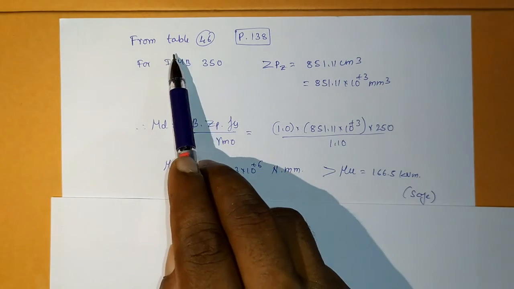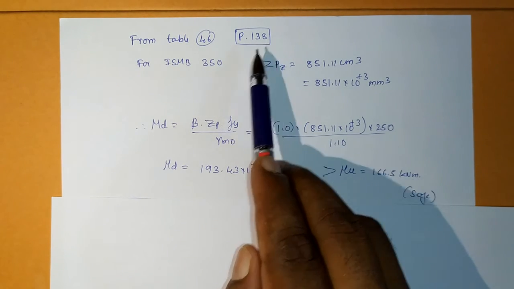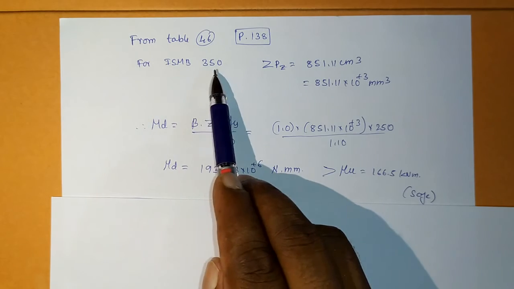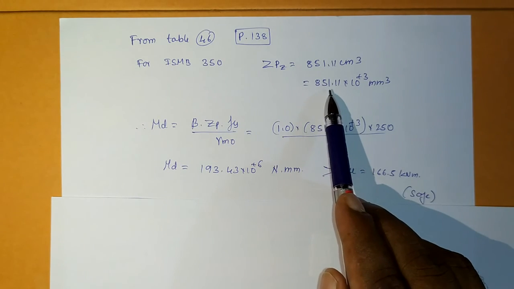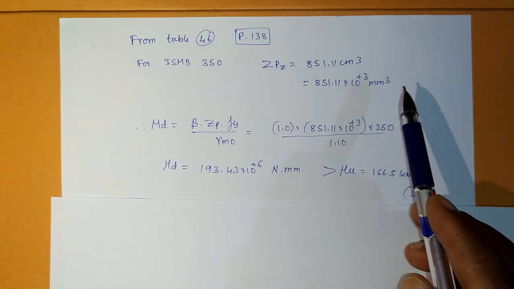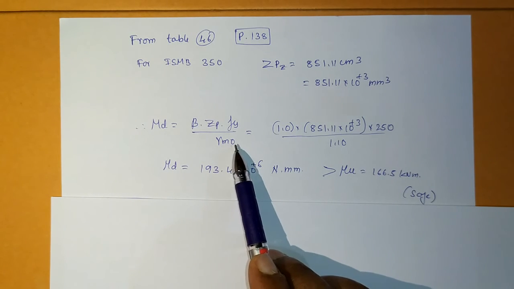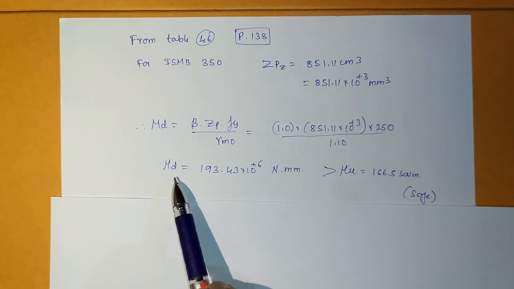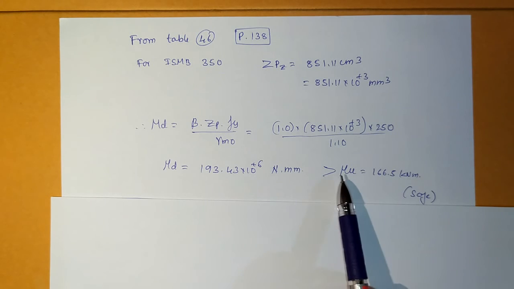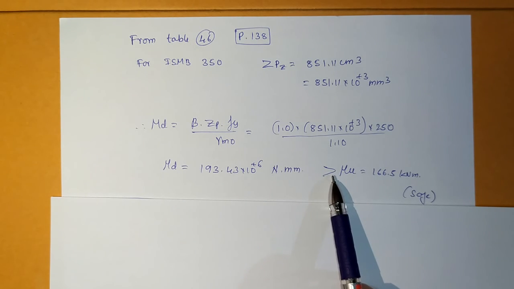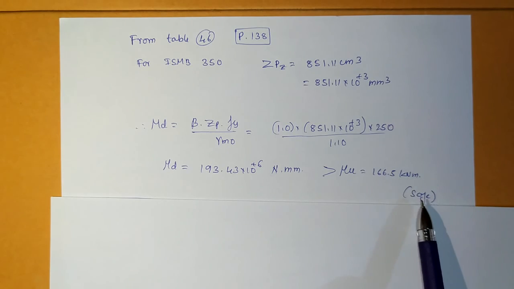From table number 46, page number 138 of the IS 800 code book, we get the geometrical details for ISMB 350. ZPZ is 851.11 into 10 power 3, and Fy we know, the yield strength. Gamma M0 we know, beta we know, substitute and find MD. MD will be 193.43 into 10 power 6. That should always be greater than the ultimate moment, 166.5 kilonewton meter, then only the design is safe.